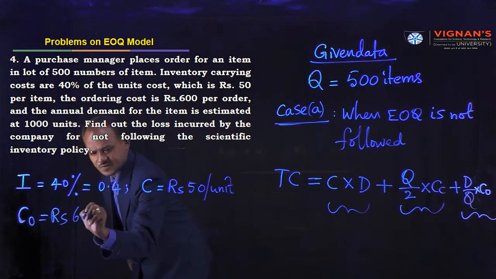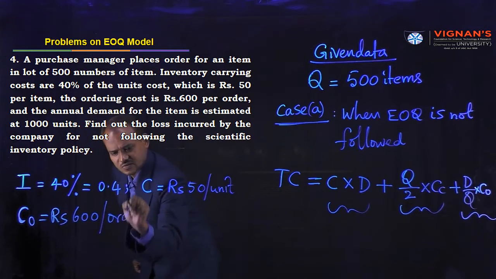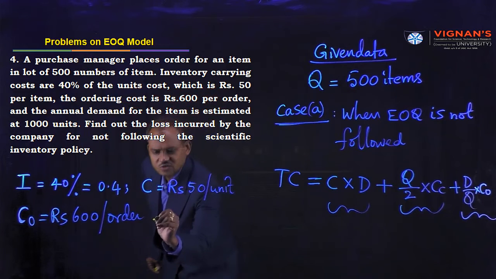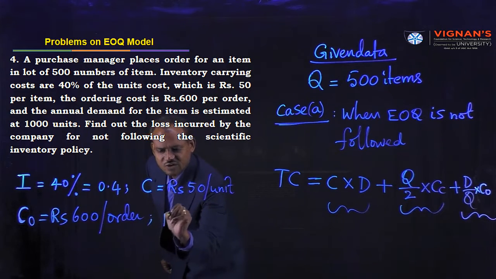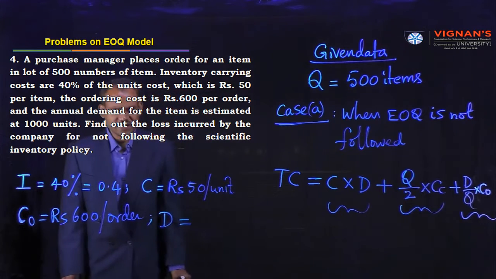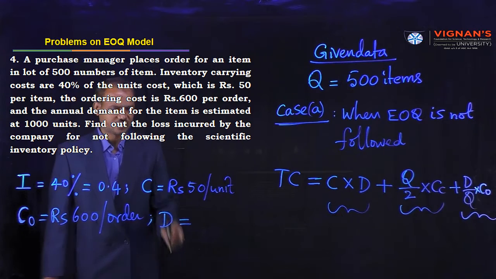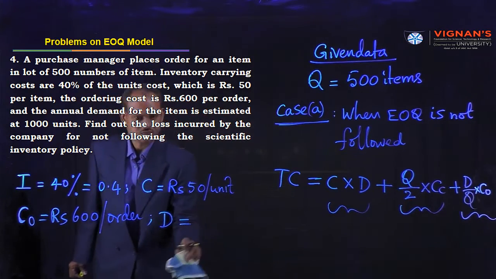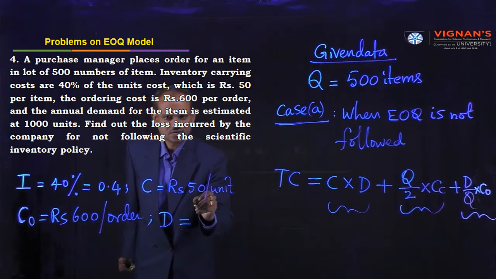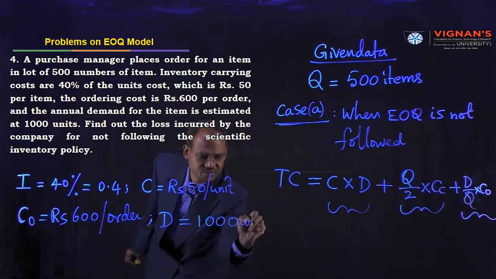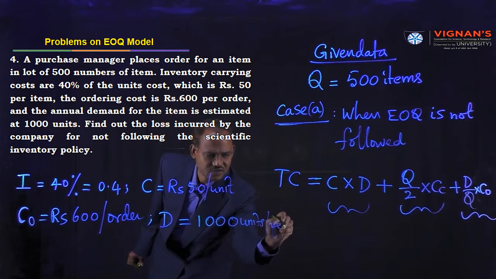Rupees 600 in each order. Okay. And the annual demand for the item is estimated at 1000 units. Annual demand, already given symbols. Capital D is nothing but the annual demand. Annual means per year. So that value is 1000 units per year.